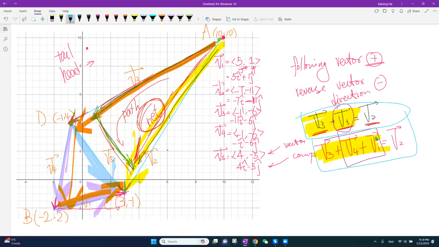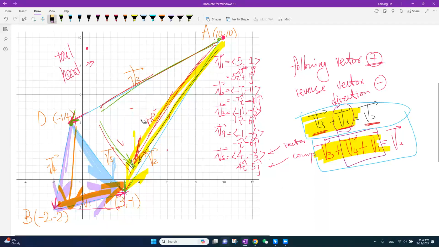Now let me go ahead and take away all of these highlighters. Okay, let's take a look at why that was happening. Vector number 5 still stays here. Okay, numerically, let's take a look.